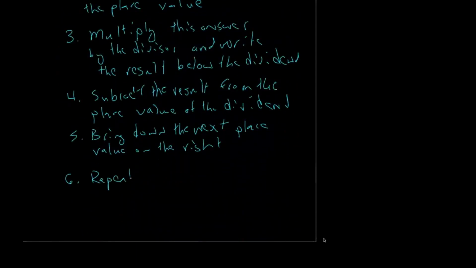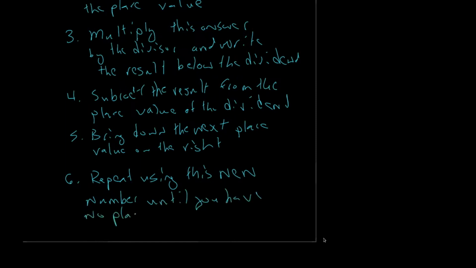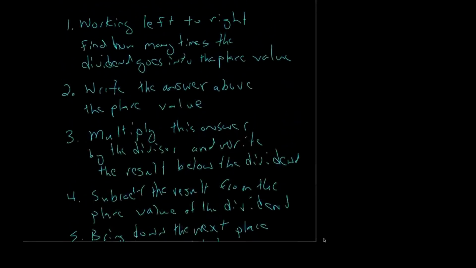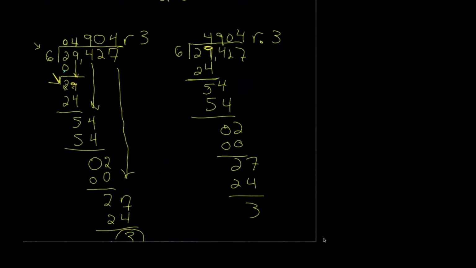Repeat using this new number until you have no place values on the right. And so we kept repeating. I repeated using the 29. It goes in 4 times. 4 times 6 is 24. I subtracted, brought down. So there are little repetitions. This is a multi-step thing that gets repeated and repeated until I run out of place values.